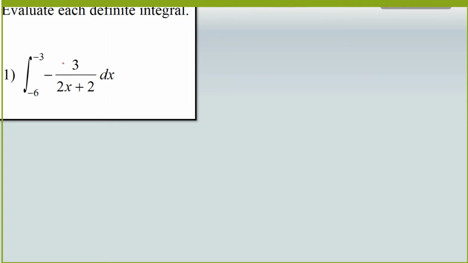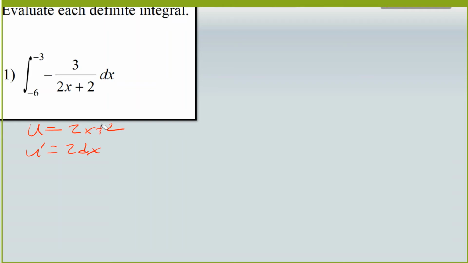So for this definite integral, what is my inside function, do you think? If I want to do a U-substitution, what would u be? 2x plus 2. 2x plus 2, that's perfect. So then my u prime would be the derivative of 2x plus 2, which is 2dx. Not 4x. Oh, sorry. I thought that's a 2.